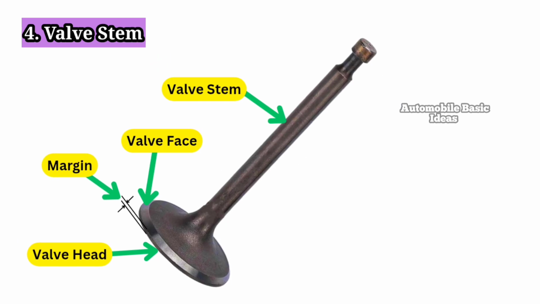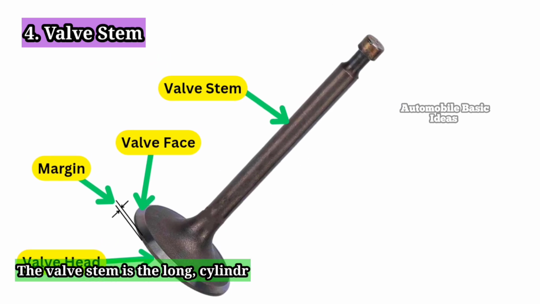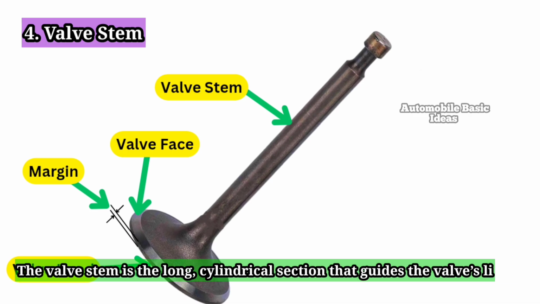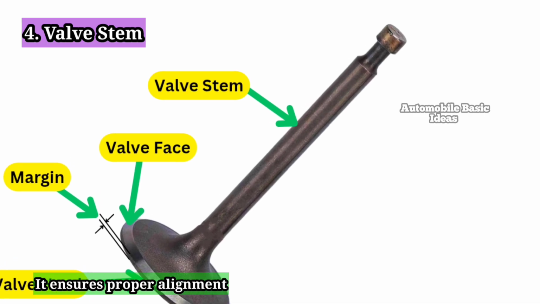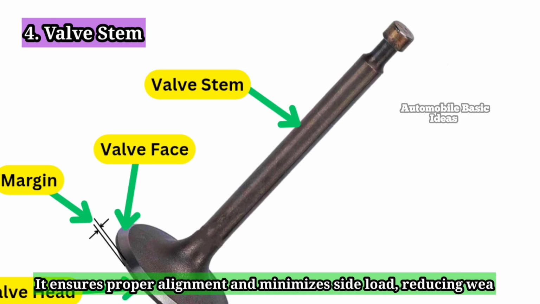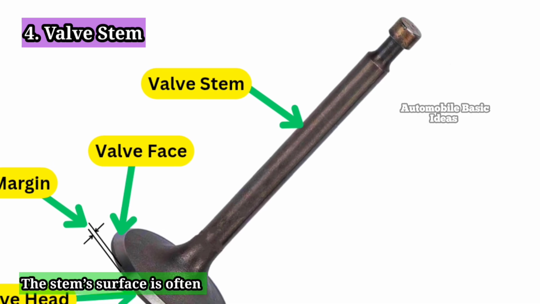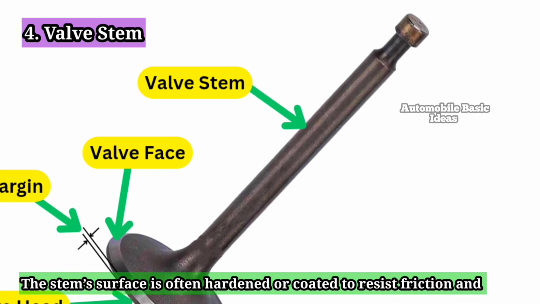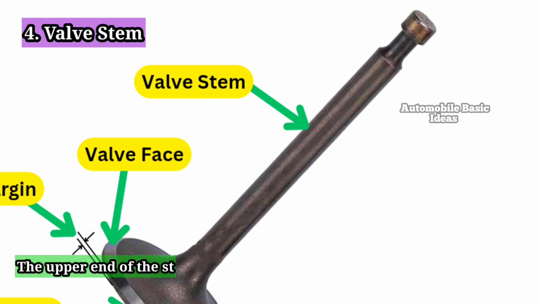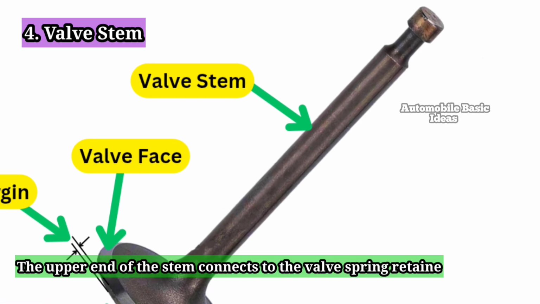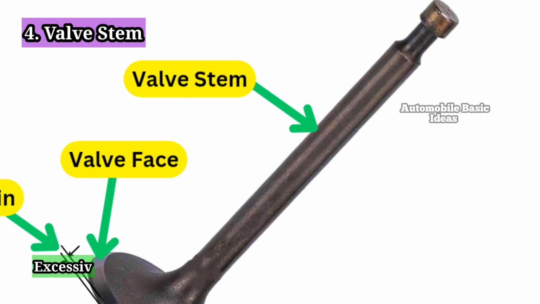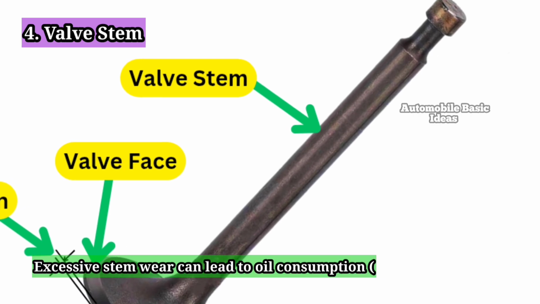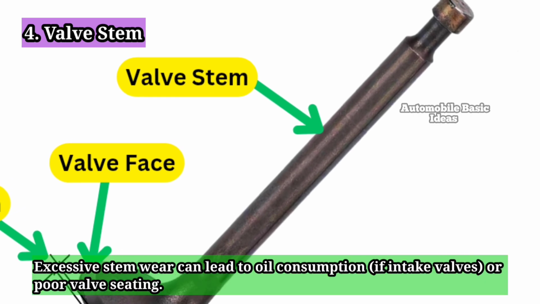4. Valve stem. The valve stem is the long, cylindrical section that guides the valve's linear motion within the valve guide. It ensures proper alignment and minimizes side load, reducing wear. The stem's surface is often hardened or coated to resist friction and heat. The upper end of the stem connects to the valve spring retainer, while the lower end, the valve head, opens and closes the port. Excessive stem wear can lead to oil consumption in intake valves, or poor valve seating.